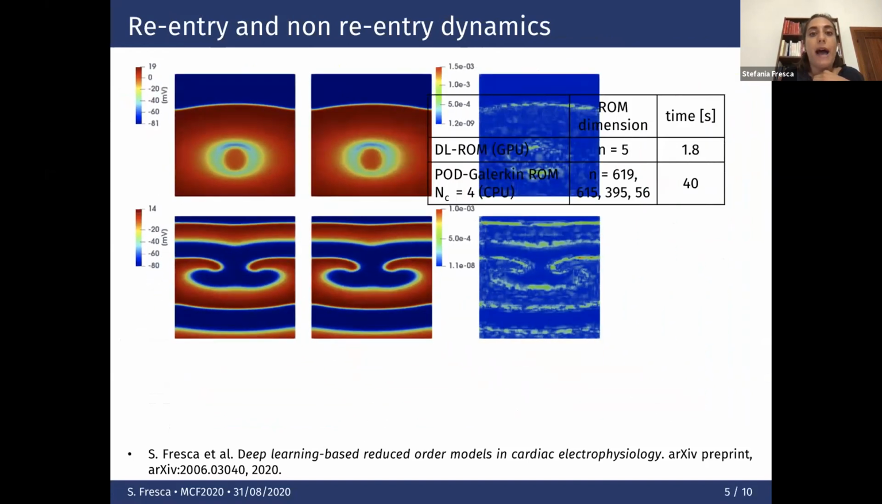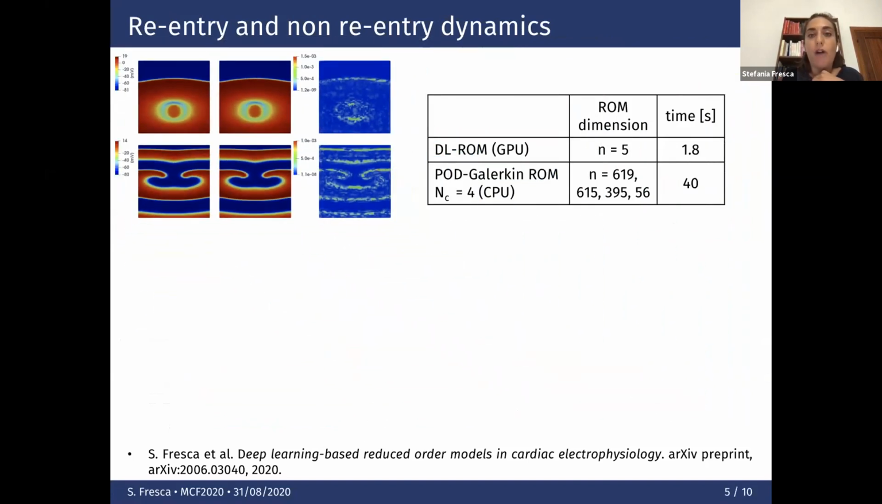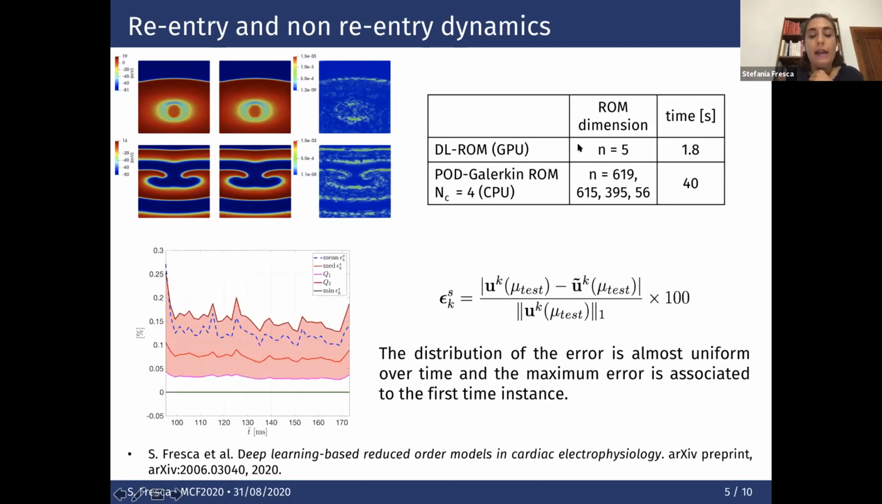This was achieved by enlarging the dimension of the parameter space. Here I show the ROM dimensions and the testing time for the DL-ROM and the POD-Galerkin-ROM. And here the deep learning-based technique allows us to achieve a speed up almost equal to 25. Then we perform an error analysis where the error is the one shown in the slide.